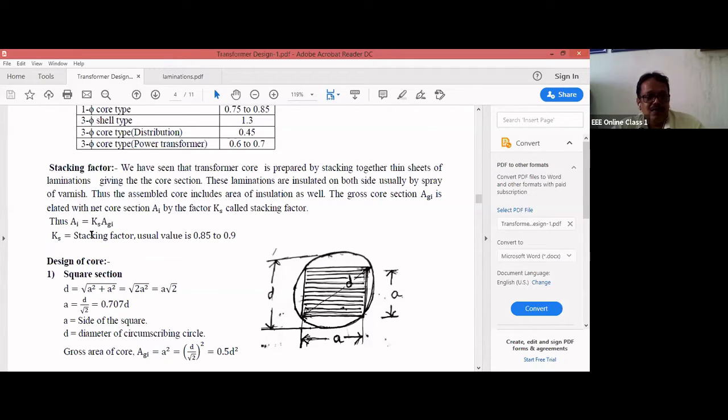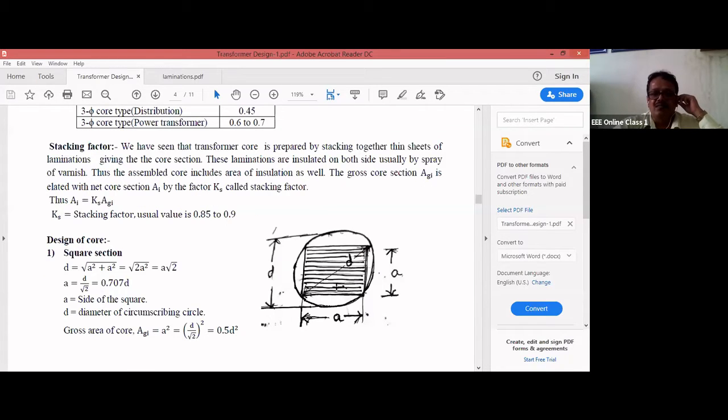Where KS is called the stacking factor. Usually the stacking factor will be around 0.85 to 0.9, usually 0.8 to 0.9. If you multiply 0.9 into AGI, 0.9 corresponds to what? The remaining 10% is used for insulation. If you multiply AGI into 0.9, that will give only the net iron area. Another 10% is for insulation. This is regarding the stacking factor, which lies between 0.85 to 0.9. Normally, the gross core area will be greater compared to the net iron area because the gross core area includes even the insulation.